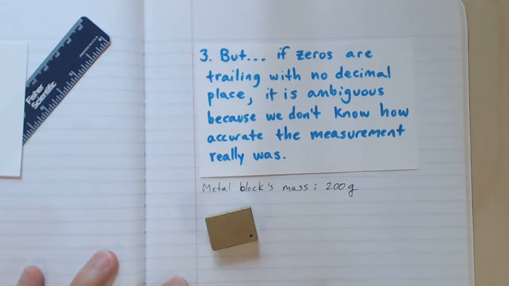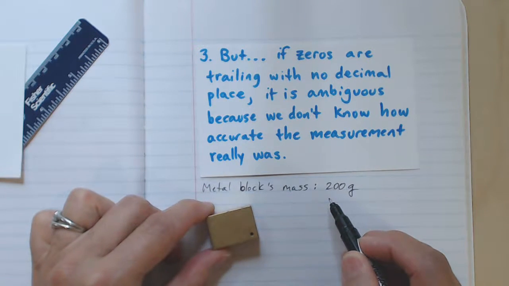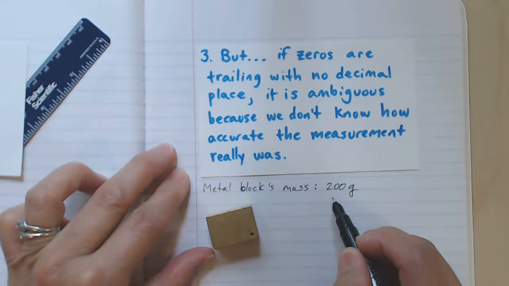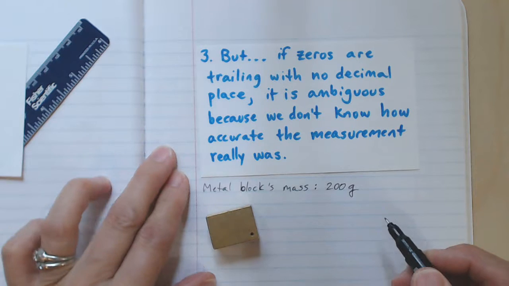In the next situation regarding zeros, they may be trailing with no decimal place, and that leaves an ambiguous situation because we don't really know how accurate the measurement was. In the case of this metal block, its mass was measured and found to be 200 grams. The question is, are all 3 of those digits significant? How do we know? We don't know.